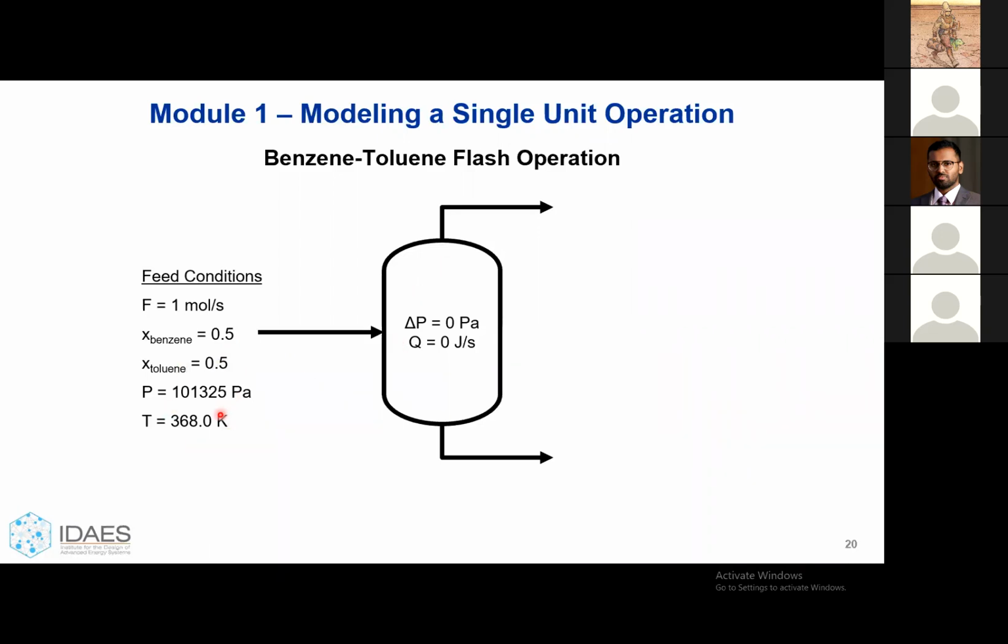Just for information, the bubble point for this mixture at this pressure is around 365, and I think the dew point is around 371.5 Kelvin. So that gives you an idea of the two-phase region. And we will assume no pressure drop in our flash unit, and also no heat duty. So we're doing an adiabatic flash over here.